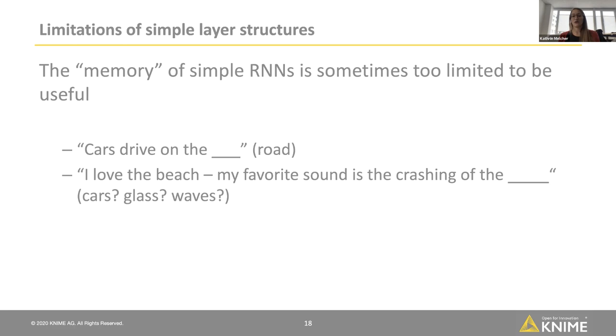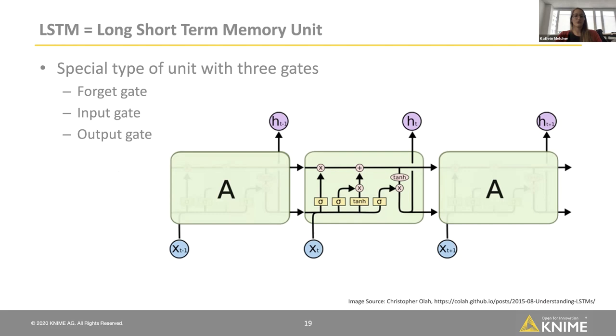And to overcome the problem with these long dependencies, we can use so-called long short-term memory units, or LSTMs for short. And here you see now a picture of LSTM units. The first thing you probably recognize is that instead of having only one hidden state that connects the different copies, we now have two hidden states.